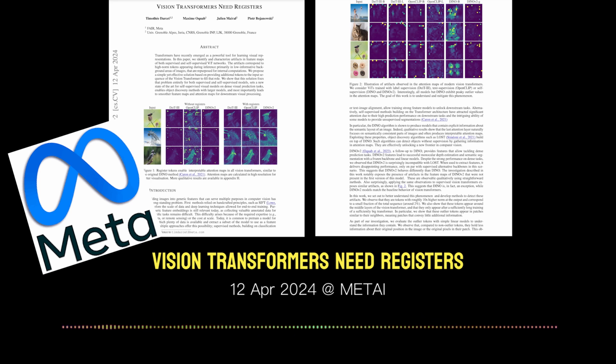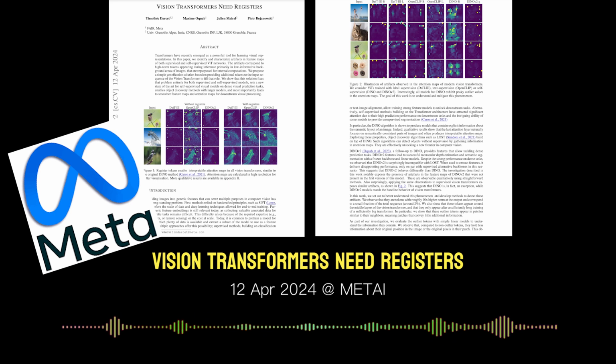Okay, so we've established that these high-norm tokens are popping up in these models, and they're repurposing themselves to encode global information. But how does this connect to the solution they're proposing with the dedicated register tokens? That's a great question, and we'll get into that next.